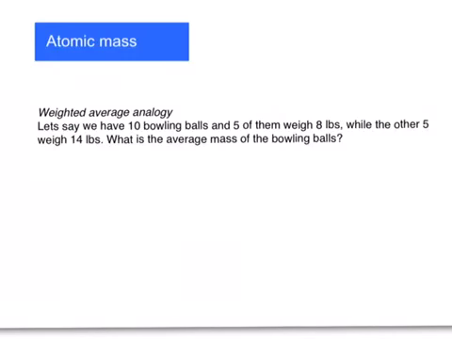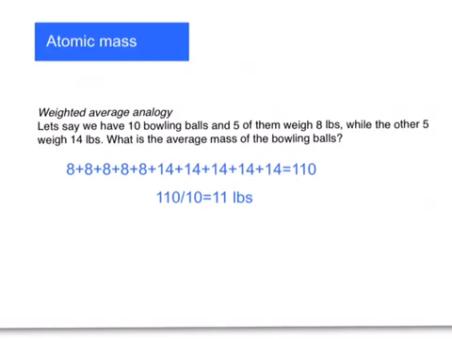So there's sort of two ways to approach this sort of problem. The first is we could add up the weights of all the bowling balls and then divide by the total number of balls. So that would be 8 plus 8 plus 8 plus 8 plus 8, that's 5 eights, plus 5 14s, and then take that sum and divide it by 10. So then our average comes out to be 11 pounds. And we could also have done this by averaging 8 and 14, since we have an equal number of both size balls. And so if you average 8 and 14, you get 11.